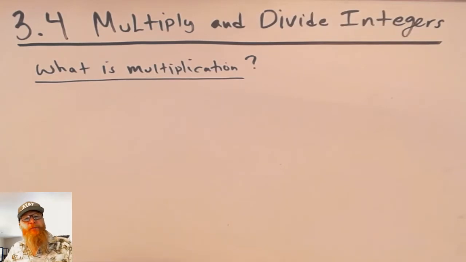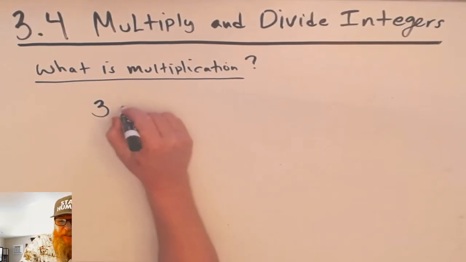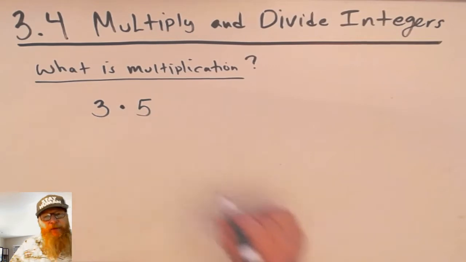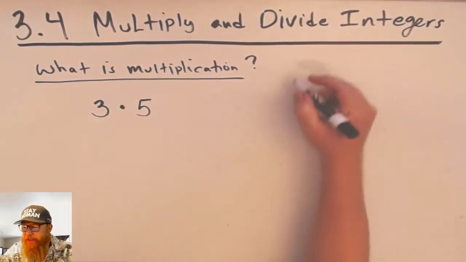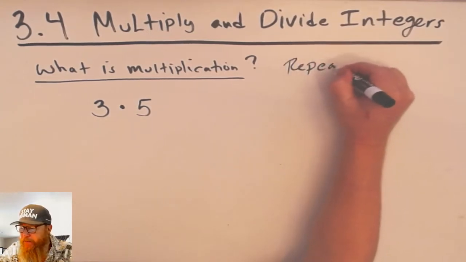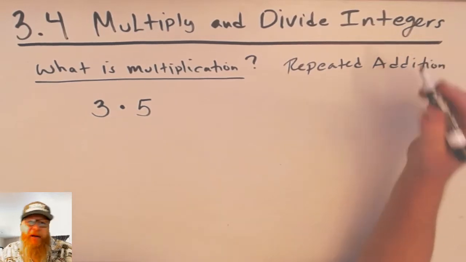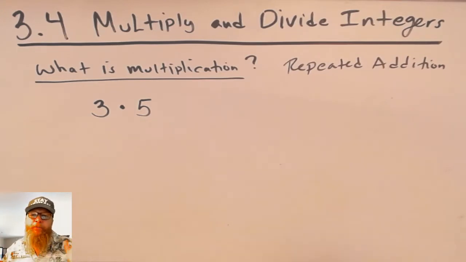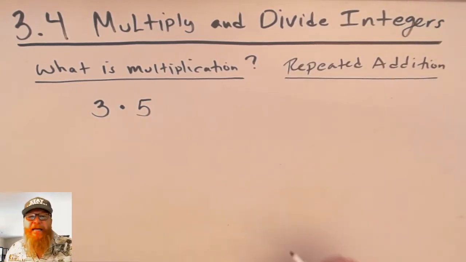What is multiplication? So what do I mean when I say 3 times 5, and I'm using my algebraic multiplication dot? What do I really mean? You probably don't think about this very much, but I do. When you say 3 times 5, hopefully you don't even have to think about it. Just bam, 3 times 5, you already know it's 15, right?